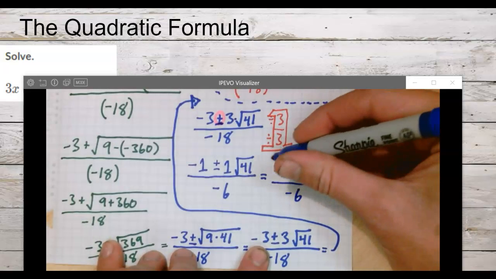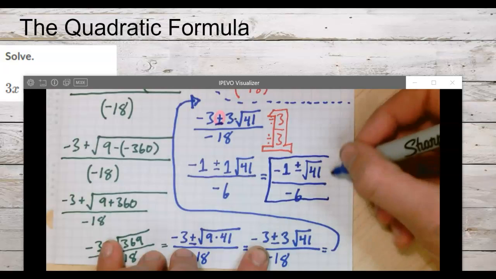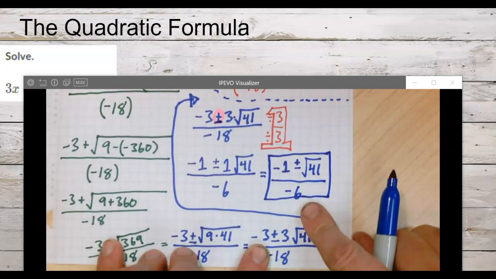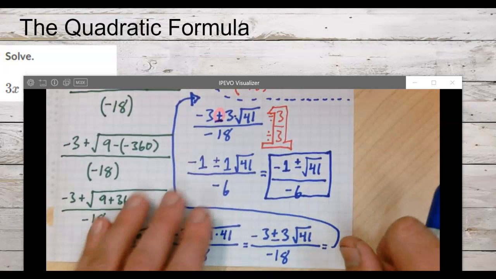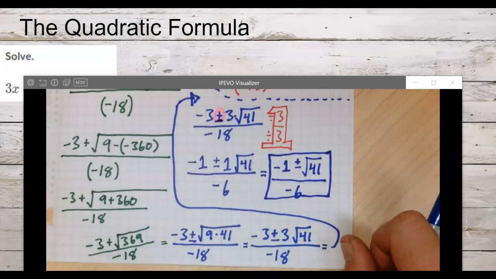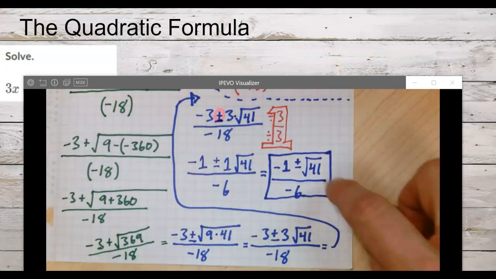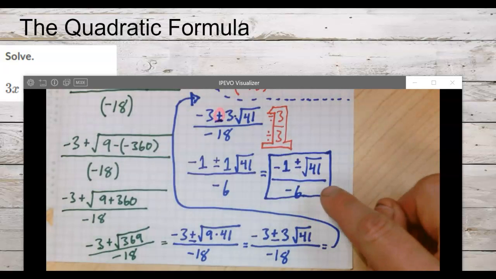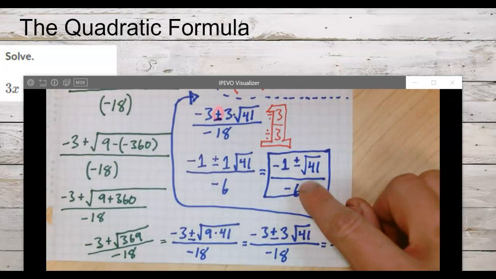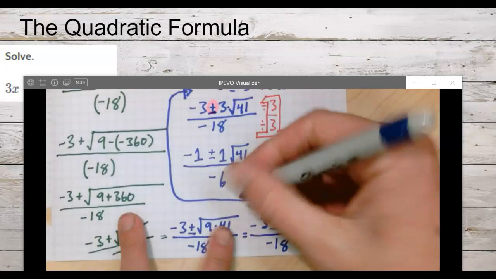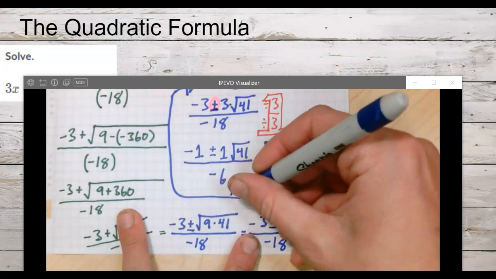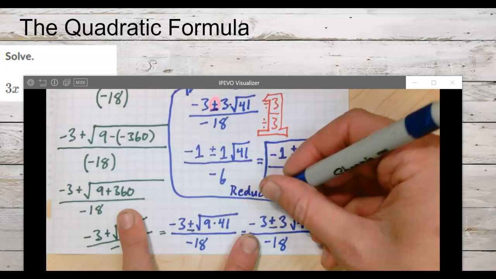So guys, quadratic formula does not mean your calculator is going to solve everything for you. Now, if they asked you what's the decimal value of your solutions, yeah, we would use the calculator. But this is our reduced radical form. So you might want to write that note. This is reduced radical.